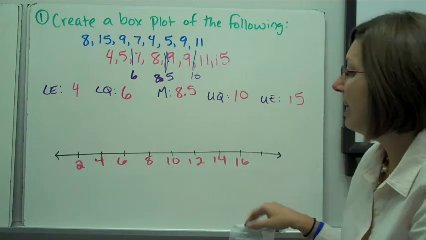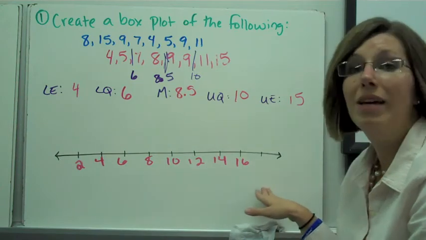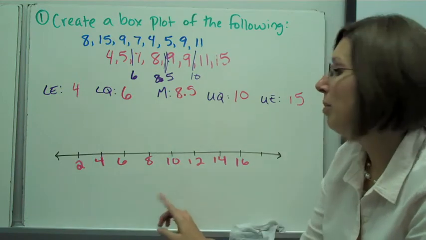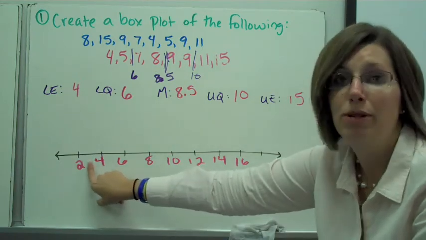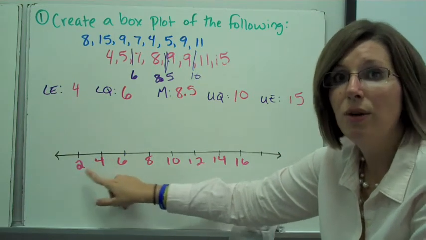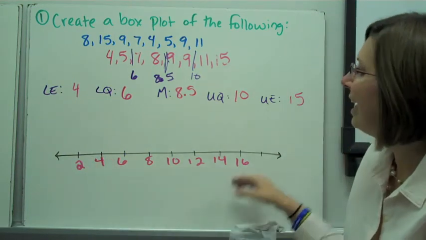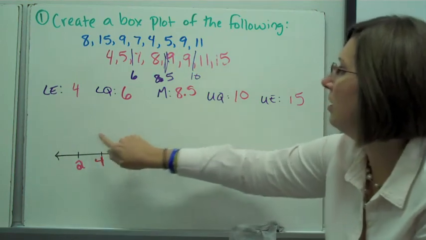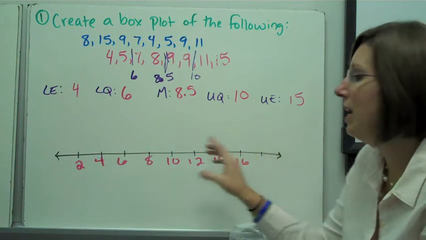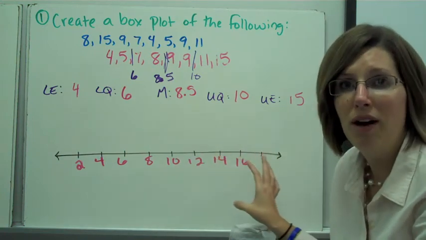Now, a number line has to be a true number line. You cannot skip numbers. Like I skip counted, but 3 would just be halfway between 2 and 4, and 5 would just be halfway between 4 and 6. You can skip count, but I cannot go from 4 to 6 to 8.5 to 10 to 15, because that's not how a true number line works.